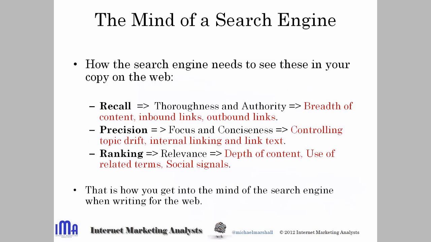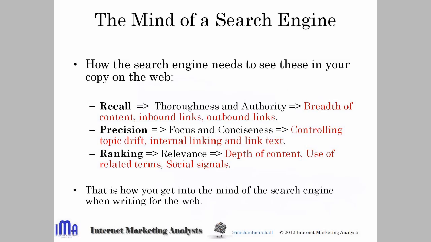And then with ranking or relevance, search engines want to see depth of content, the use of related terms, which we talked about before, and then also social signals. Social signals are becoming more and more important, especially as you use things like Google Profile, Google Plus, authorship tagging, things like that.